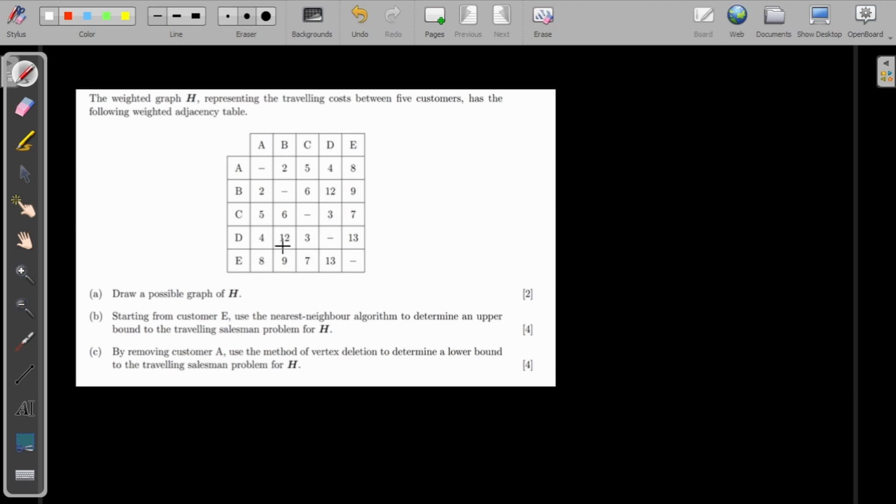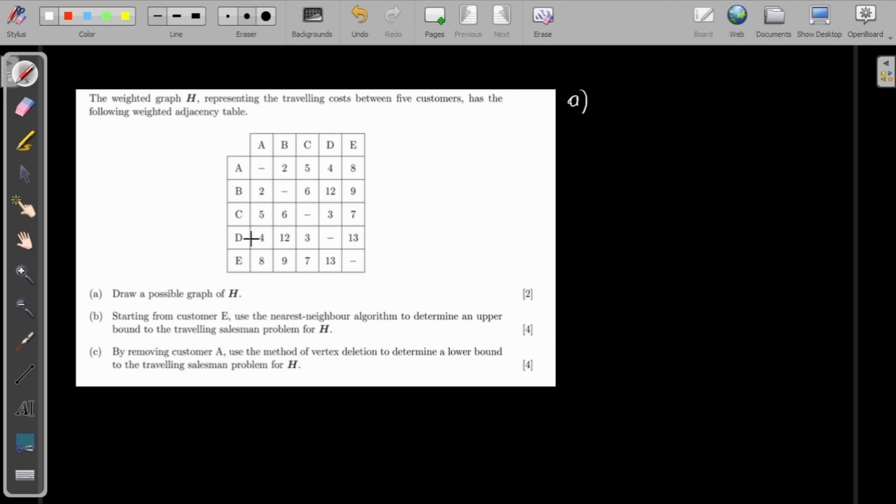Now, if you read further down the question, it says, starting from customer E, use the nearest neighbor algorithm to determine an upper bound to the traveling salesman problem. And C says, by removing customer A, use the method of vertex deletion to determine a lower bound to the traveling salesman's problem. Now, once you see nearest neighbor algorithm and vertex deletion algorithm, immediately you should understand that we are talking about the traveling salesman's problem, even if they don't tell me clearly. Now, let's do the first part, A.